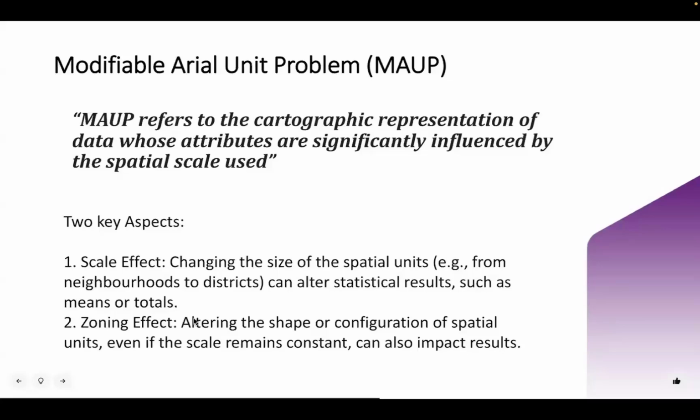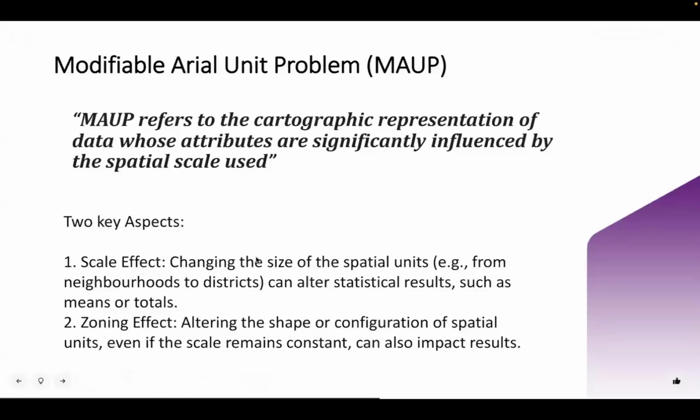And the zoning effect, or the aggregation effect, alters the shape or the configuration of spatial units, even if the scale remains constant. And this can also impact your results. For example, grouping neighborhoods into districts in various ways can reveal, or the opposite, hide different spatial patterns or phenomena, like, I don't know, poverty or disease, or again, crime.